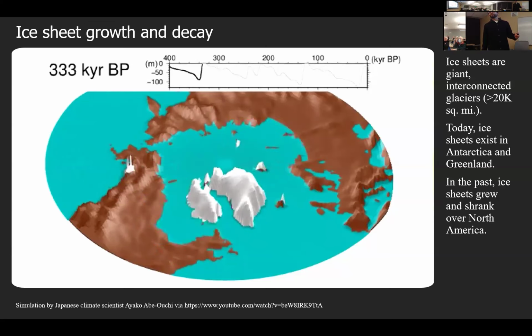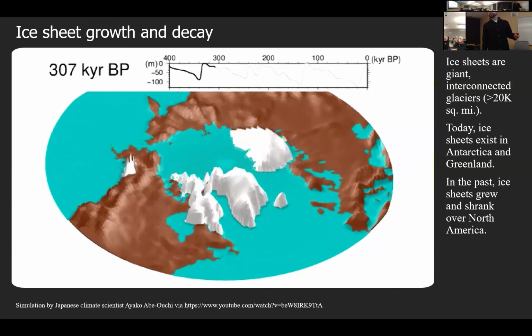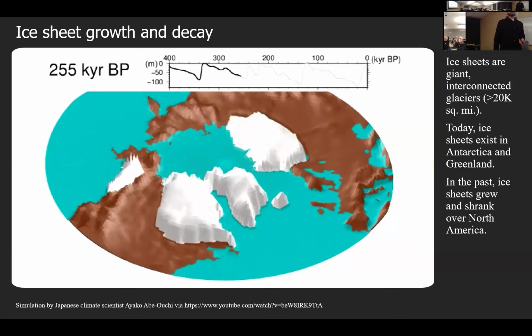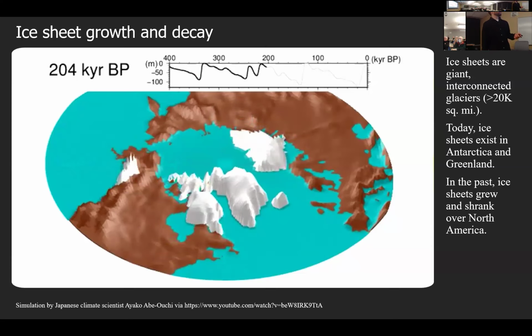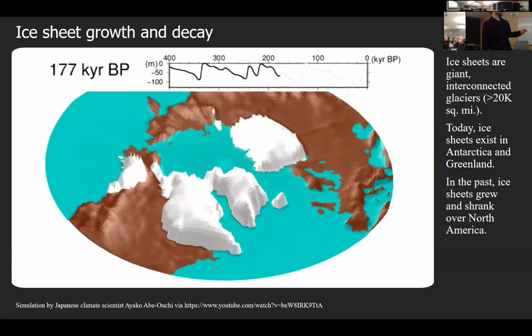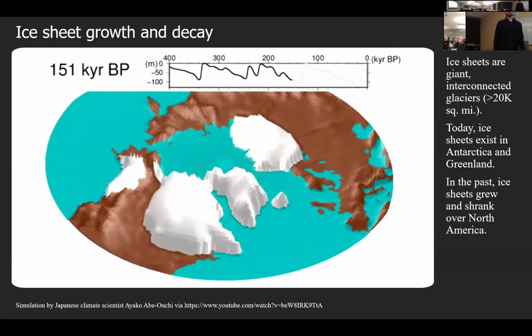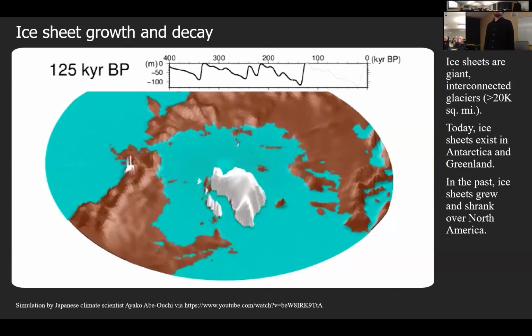Does anybody know why that is? It's really cold up there, right? Too dry, right? So it needs to be wet enough to have the snow, but cold enough that the snow survives. So that's how we get ice all the way down here in Seattle, is that it's wet on the western margin of North America.